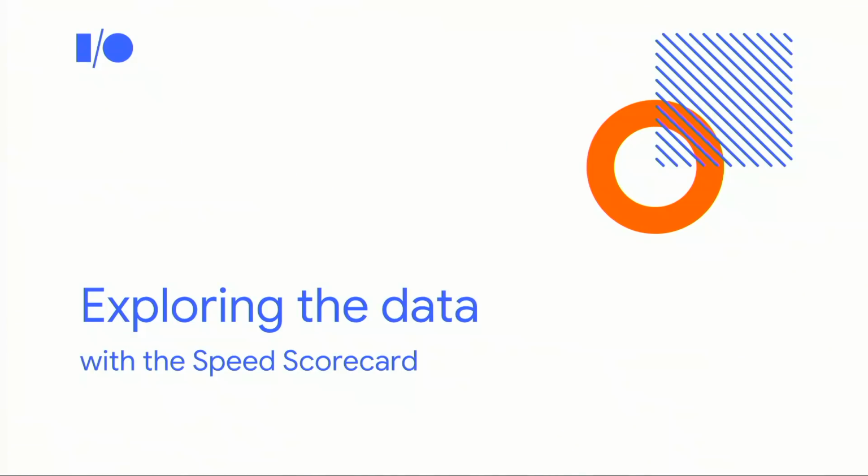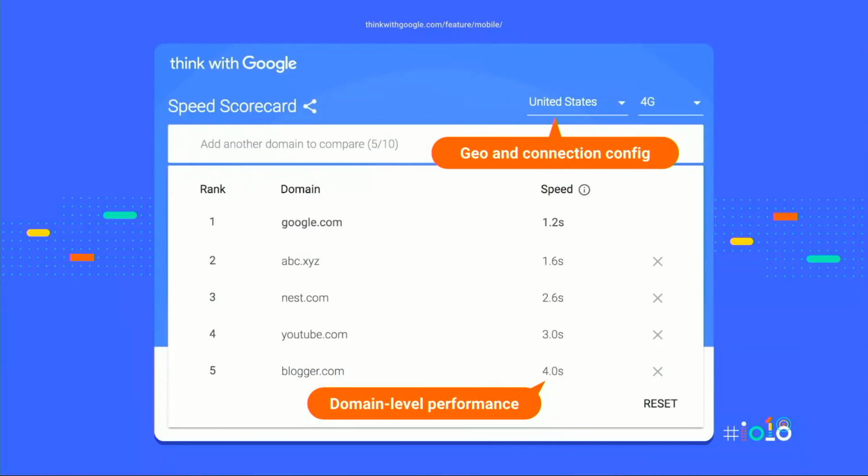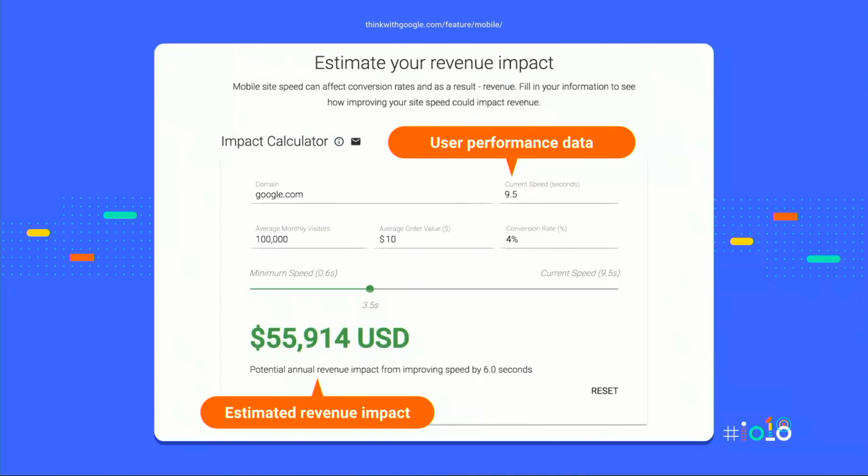Another Google tool built on the Chrome UX report is the Speed Scorecard. This tool allows you to enter multiple websites and stack rank their performance. It also enables you to target specific geographic regions and connection speeds to see how performance varies. It also has something I really love, a way to correlate performance metrics with business metrics like revenue.